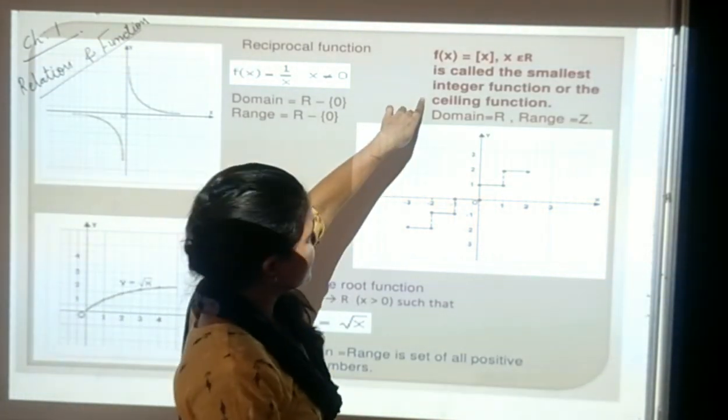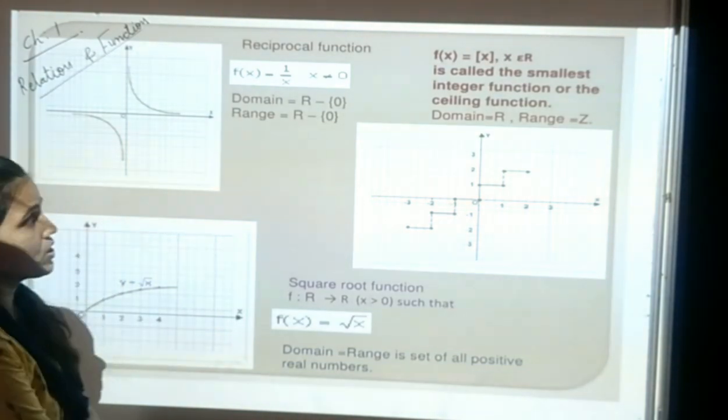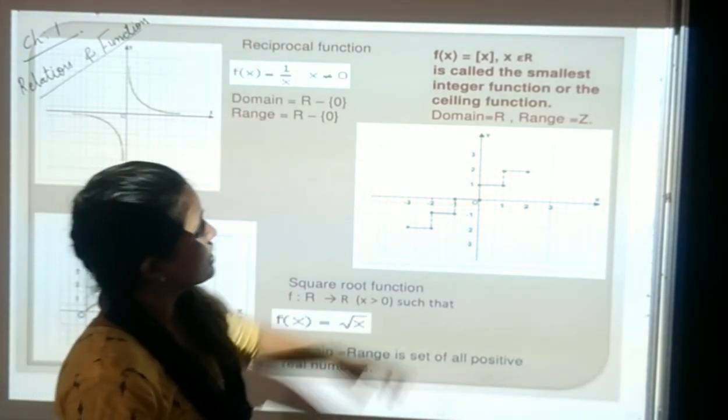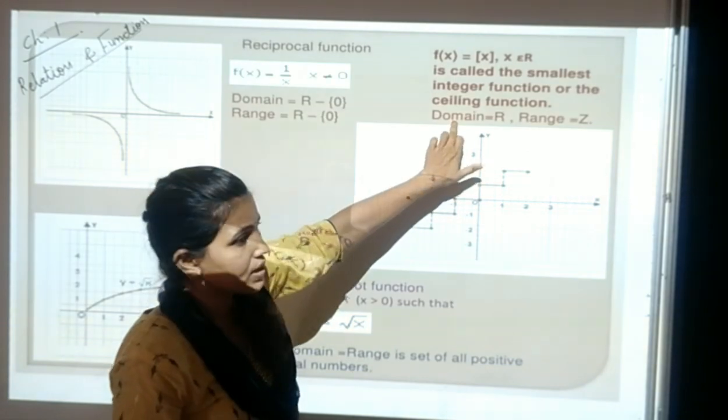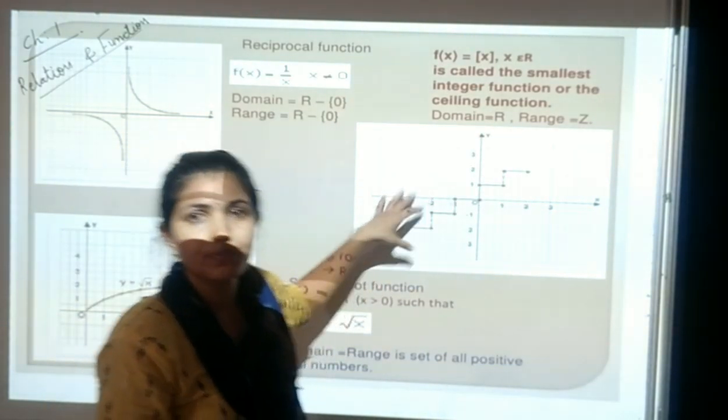Then the smallest integer function. This is the graph of the smallest integer function. So what is the smallest integer function? Its domain is R, its range is Z, and this is the graph.